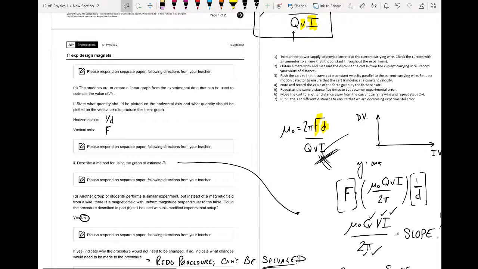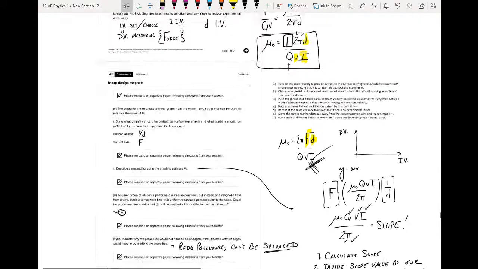That was the experimental one, and that's what a lot of these experimental design ones are going to look like, where you design an experiment and analyze that data. Hopefully that was okay.